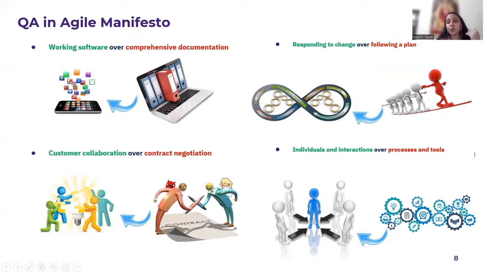Individuals and interactions over process and tools. When I say this, QA should be involved throughout the Agile test life cycle, from design decisions and requirement decisions. If there are any ad hoc meetings conducted within the team on the requirements, please include the QA team so that they can accommodate those changes in their test design and optimize the process of understanding the requirements without any impact to the quality or the deliverables.